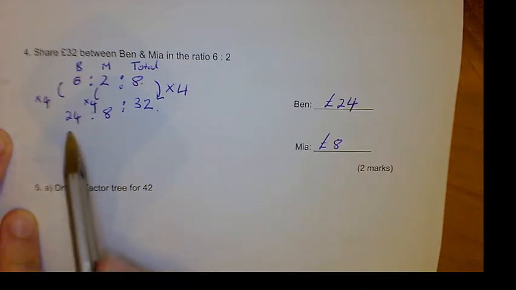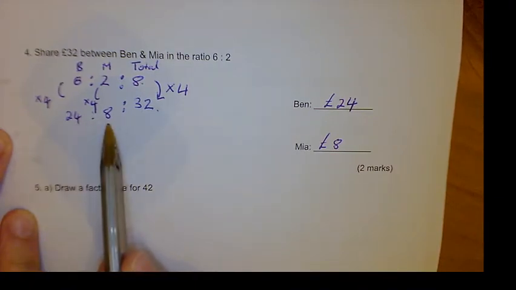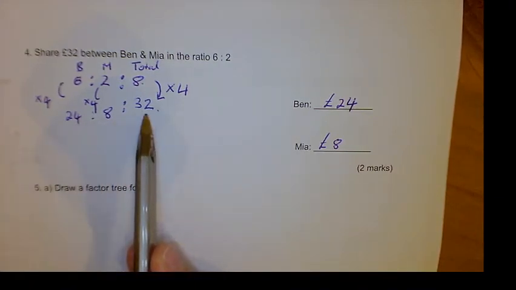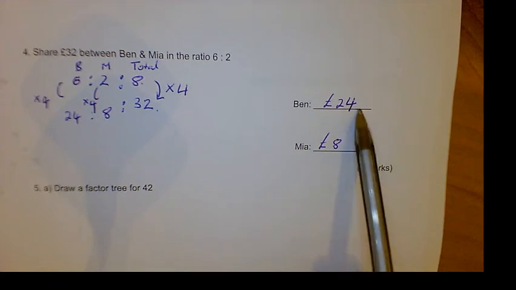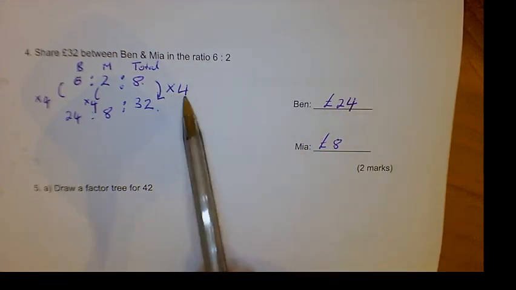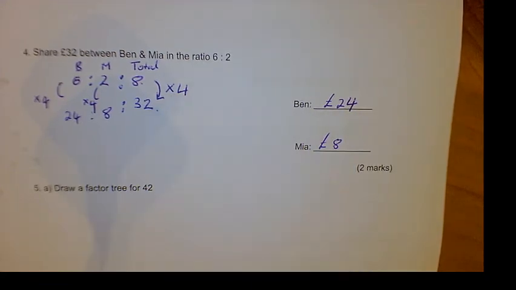You can do a double check. Does 24 plus 8 equal 32? Yes, it does. 2 marks, 1 there, 1 there. However, if you get these both wrong and you somewhere wrote that it was a times 4, we would have given you 1 mark.